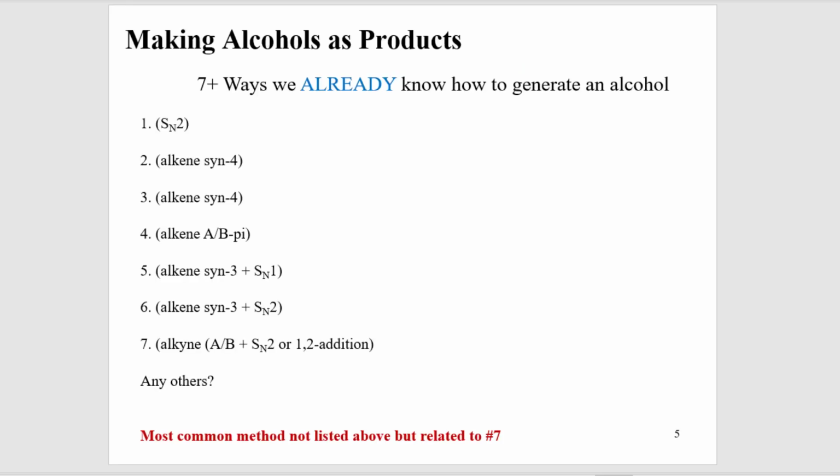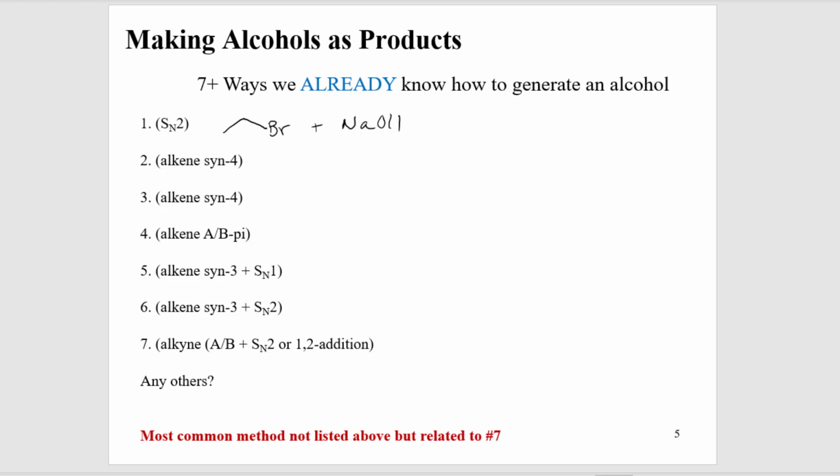So now we're going to look at how we can make alcohols, where the alcohol functional group is in our product. And you probably didn't recognize this, but we actually already know 7+ ways to make an alcohol functional group. So let's review a few of these. We can do an SN2 reaction, going all the way back to when we first learned this type of chemistry.